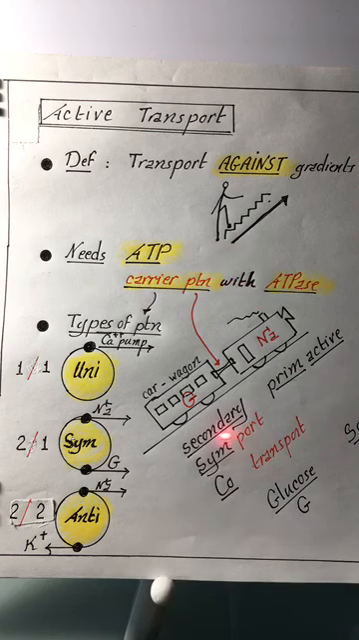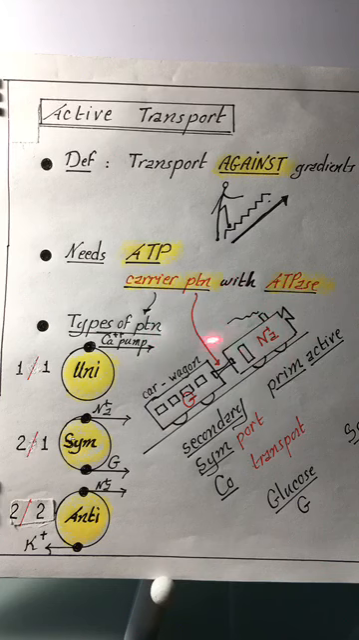The wagon needs energy. It will not go uphill by itself, but it has to be attached to the train. But the energy is not paid directly in the wagon, it's paid in the train. This is the secondary active. It's called symport. Sym means connected. It's called co-transport because it's with the train. The best example is the sodium, and here we have the glucose.